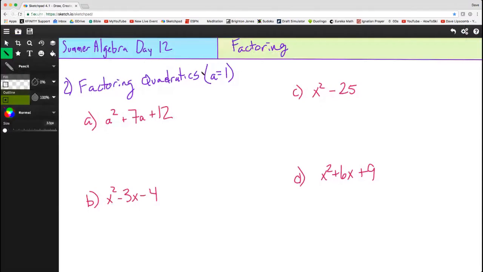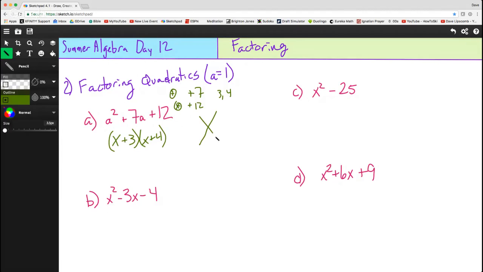Okay, now we're going to do factoring quadratics, a equals 1. So the idea here is we've got to find two numbers that add to positive 7 and multiply to positive 12. So what two numbers add to 7 and multiply to 12? Well, that would be 3 and 4. So we get a positive 3 and positive 4: x plus 3, x plus 4.